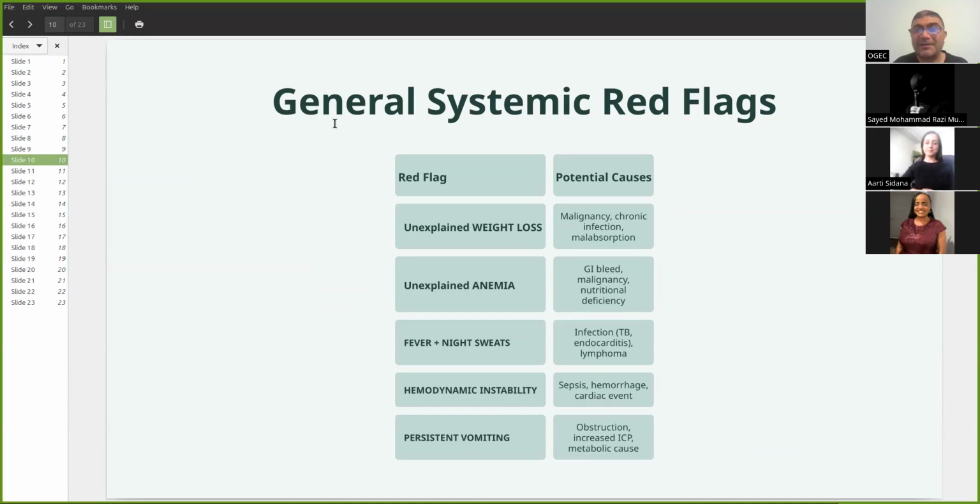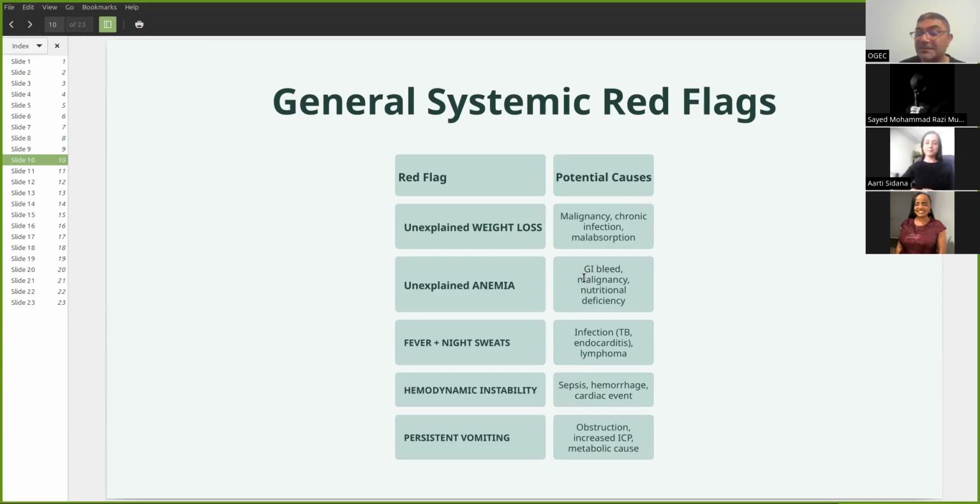And in general, systemic red flags, for example weight loss, can be due to malignancy, chronic infection, or malabsorption. If the patient has unexplained anemia, it also can be GI bleeding, malignancy, or nutritional deficiency. If the patient has fever and night sweats, it can be an infection like tuberculosis, or lymphoma.